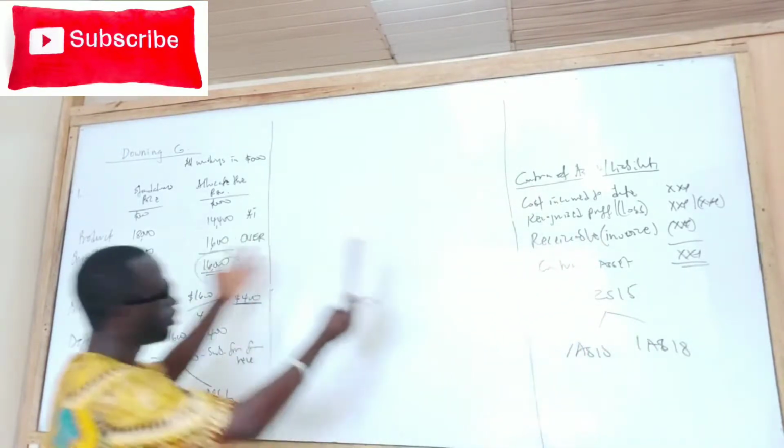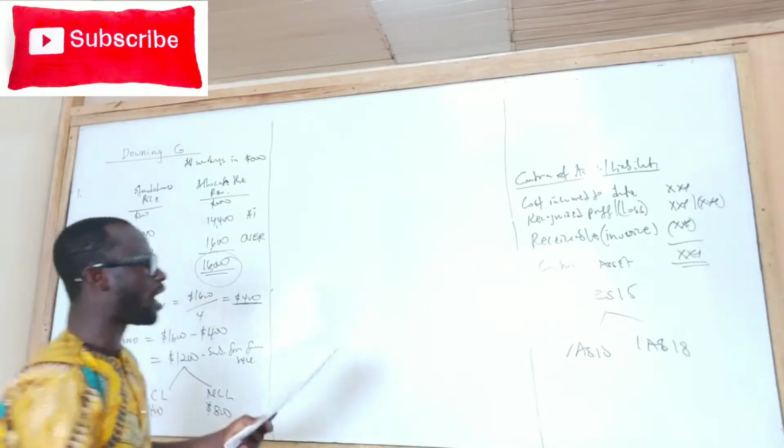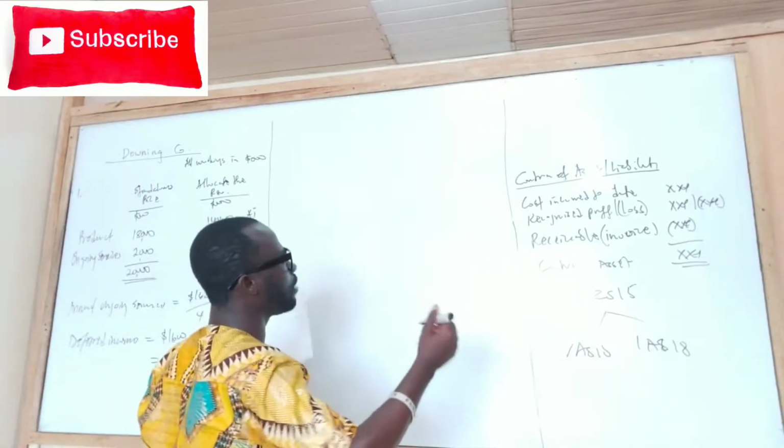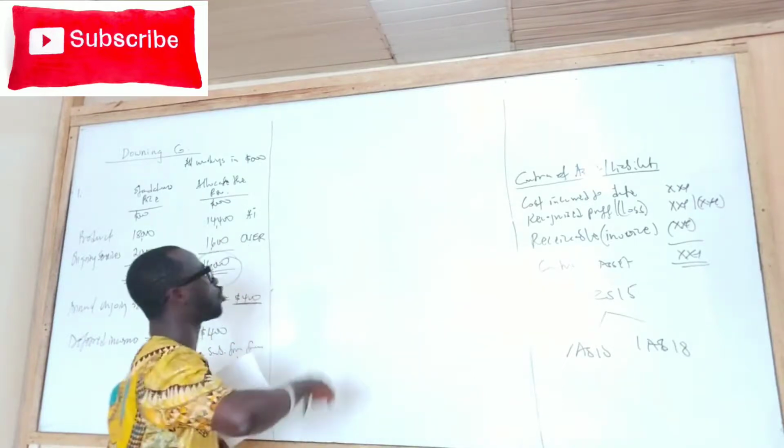So what the company has done, by deducting the amount they received from the customer from the cost they incurred as contract assets, is wrong. So we must do the right thing. How do we go about it? The first thing we need to do is to determine whether we are making profit or loss on the contract.